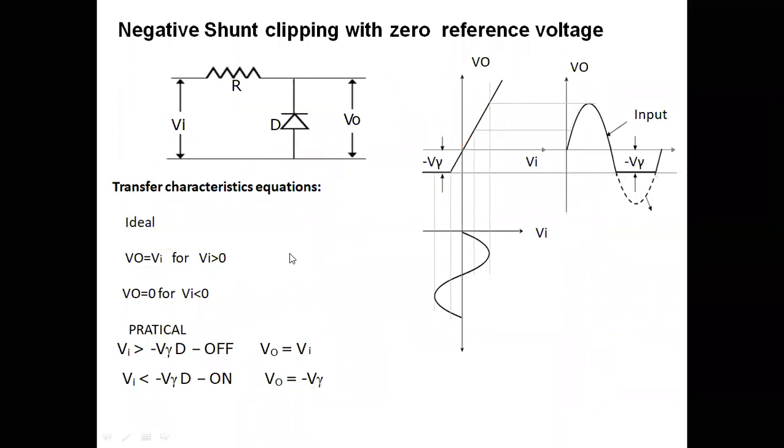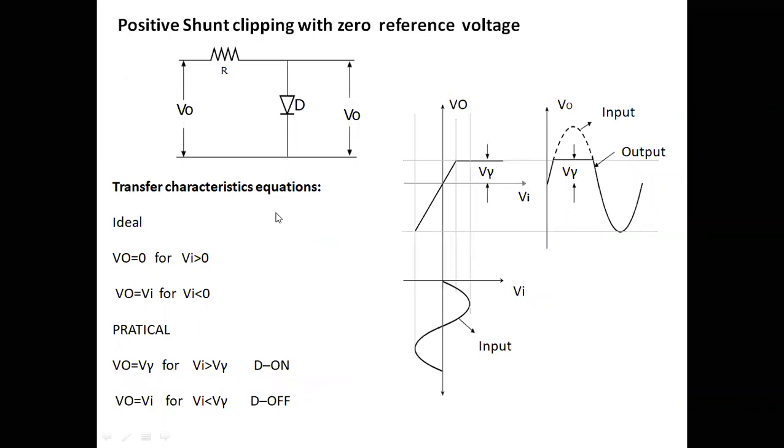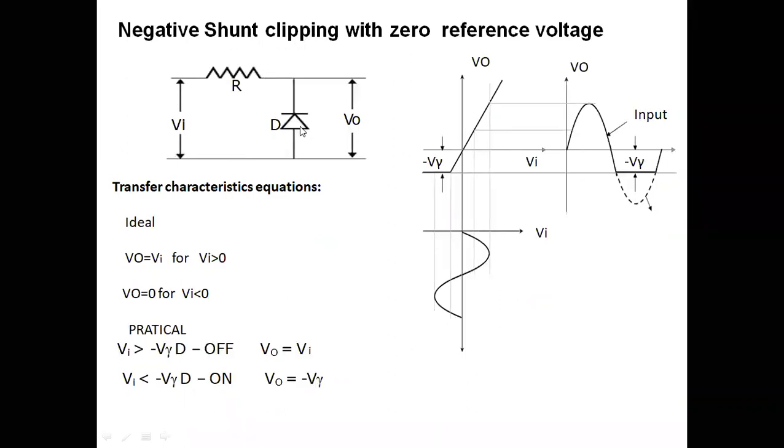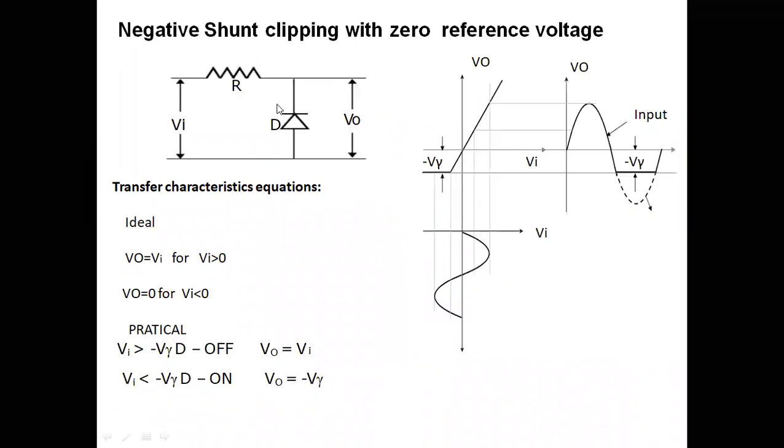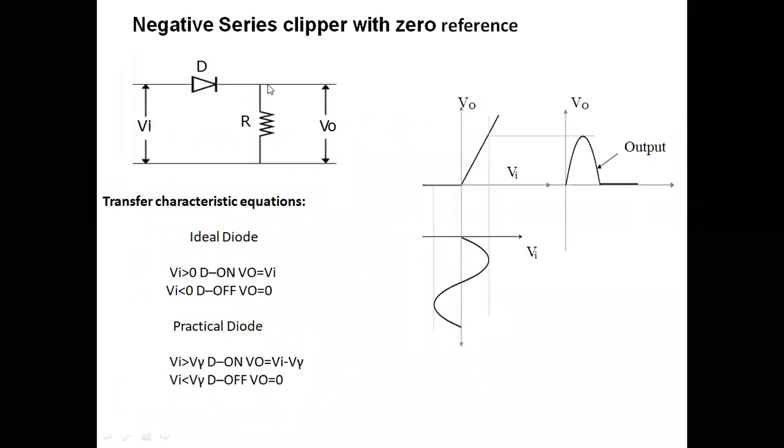Next, we will see the series clippers. In shunt we have seen this negative one, and previously we have seen the positive: positive shunt clipper and negative shunt clipper. Next, negative series clipper. In series clippers also we have two types. It is a zero reference. I have drawn this separately with zero reference not to explain the transfer characteristics only; the actual circuit model we have seen previously. In order to study this transfer characteristics, I have taken it as a new topic.